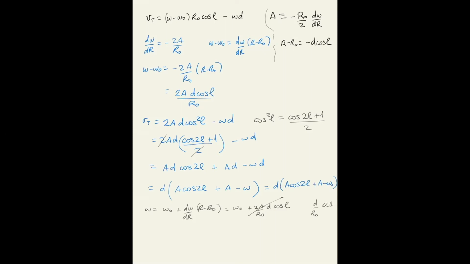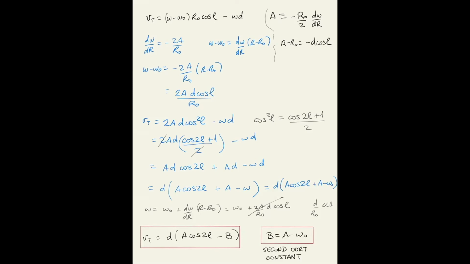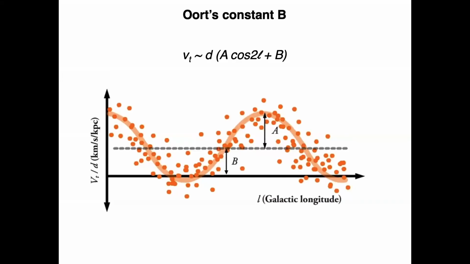We can then write the tangential velocity equal to d that multiplies A cosine of 2l minus B, where B is the second Oort constant equal to A minus Ω naught. B is the second Oort constant. Now for Oort constant B, if you plot the tangential velocity divided by the distance, you would have a sinusoidal with an offset. The offset is the Oort constant B, and the amplitude is the Oort constant A.